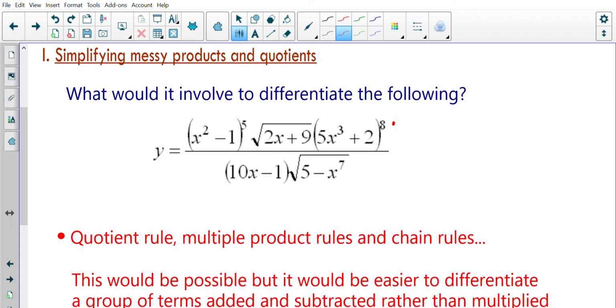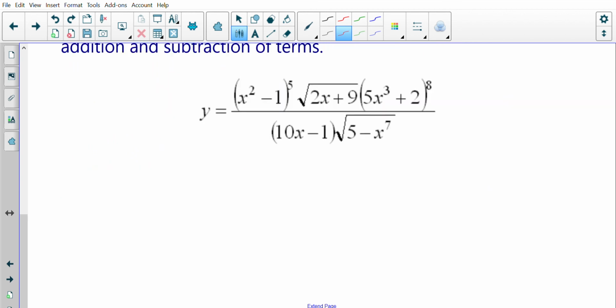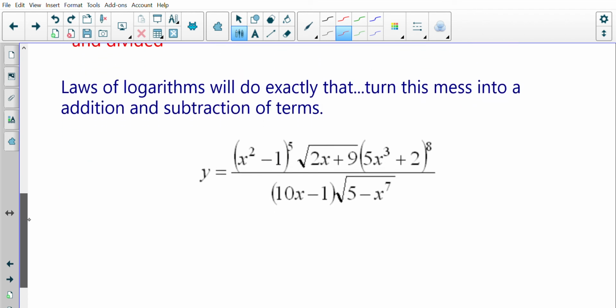Well, we could turn this into probably what you might agree with me, at the end of the process, is an actually much easier derivative to do. It's still going to take up a fair bit of space in our notebooks, but I think you would agree it's probably going to be an easier way to do this. And the way I could do it is to use laws of logarithms to turn this mess of things multiplied and divided into addition and subtraction instead.